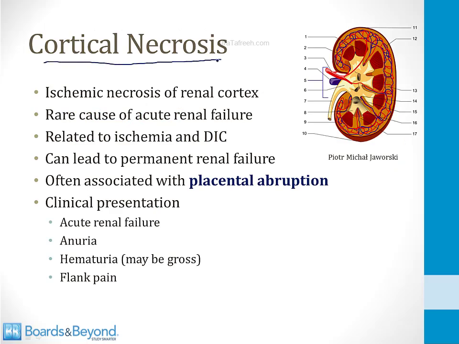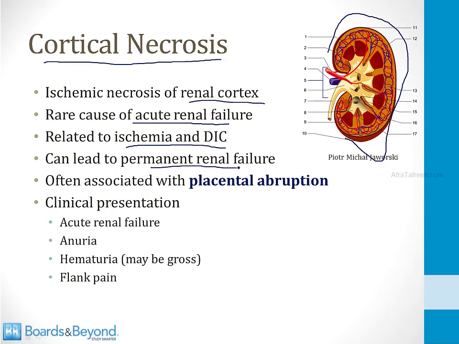I talk about this in more detail in the renal video on tubulointerstitial disorders. In this condition, there is ischemic necrosis of the renal cortex. Recall that the cortex is the outer portion of the kidneys, and that's what holds all your glomeruli. This is a rare cause of acute renal failure. It often occurs in the setting of ischemia and DIC, and it can lead to permanent renal failure, and a patient can end up on dialysis. And this is often associated with placental abruption.